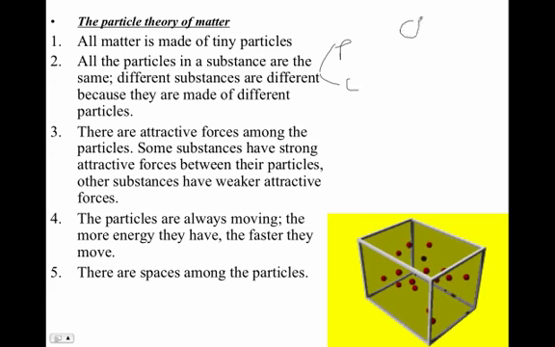For example, a water particle has one oxygen and 2 hydrogen bonded kind of in a V shape, and it has a different size and behavior than if we looked at, say, a particle of oxygen. There are attractive forces among particles, and some substances have stronger attractive forces than others. We'll learn about the concept of density.